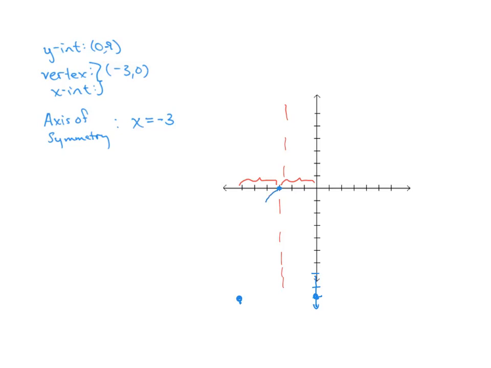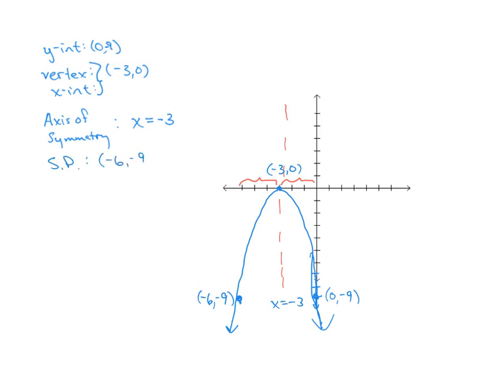All right, if we go ahead and graph this, that's about as good as it's going to get. We can label our points. We have (0, -9). This point is (-6, -9). Our vertex is (-3, 0). Our axis of symmetry is x equals -3. My symmetric point is (-6, -9).